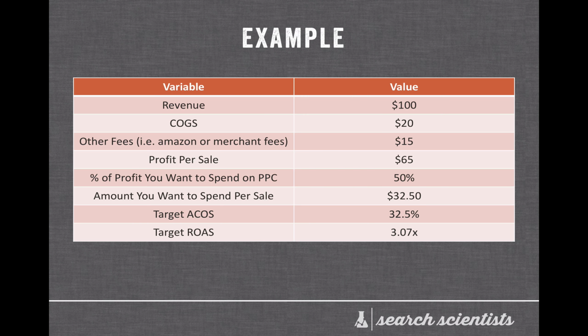So this is the exact same situation. Revenue, 100. Cost of goods sold, 20. Other fees, $15. Profit per sale, 65. So it's the exact same product, exact same profit margin, except this time we've added the percent of profit you actually want to spend on paid ads, which in this case is 50%, which means 50% of 65 is $32.50, meaning that's their target of how much they want to spend to get a sale, which gives us a target ACoS of 32.5% or a target return on ad spend of 3.0.